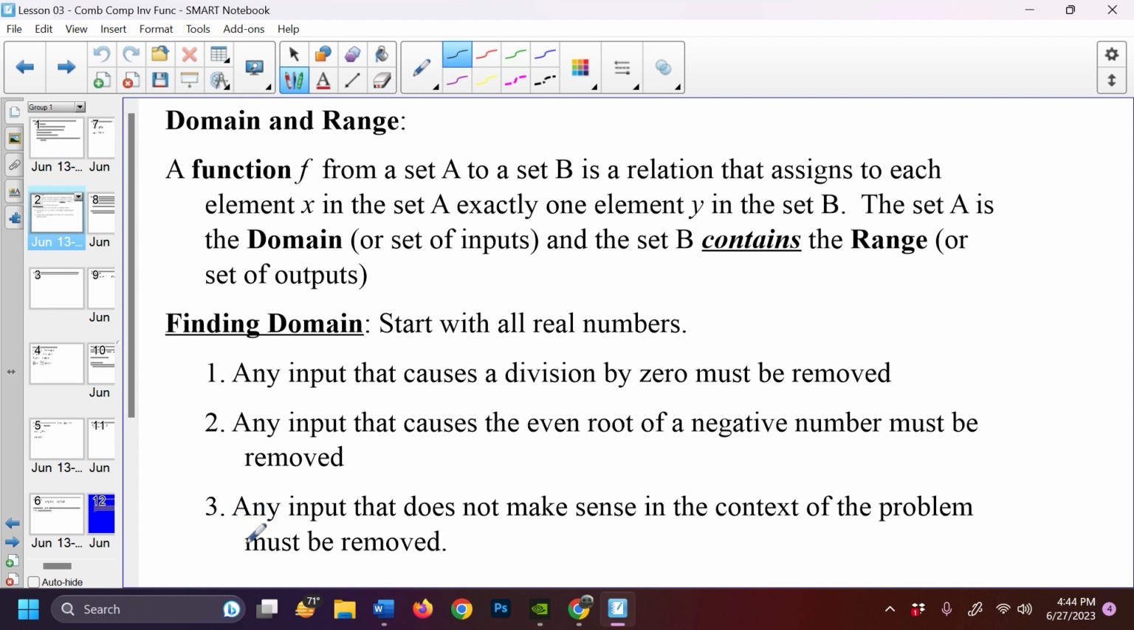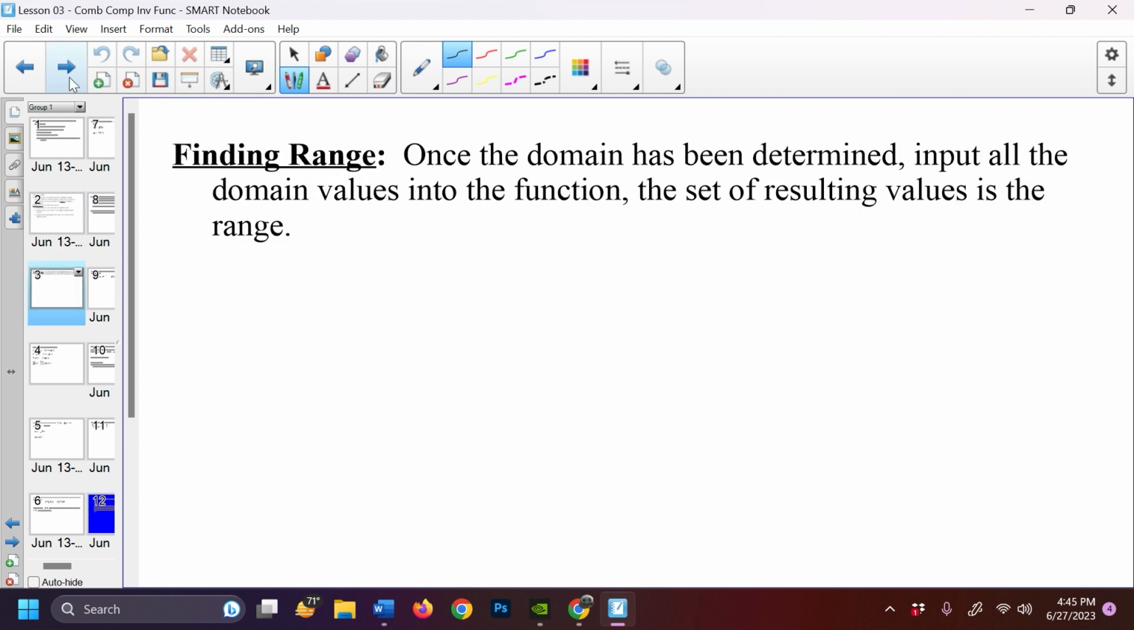removed. And finally, this third one is not algebraic, but it does go along with some of our application type problems. Any input that does not make sense in the context of the problem must be removed. As for instance, you cannot have a negative TV. So if one of your axes, either the X or Y axis, is measuring number of TVs, you can't really have a negative TV, so that might have to be removed. To find the range, once the domain has been determined, input all of the domain values into the function, and the set of resulting values is our range.